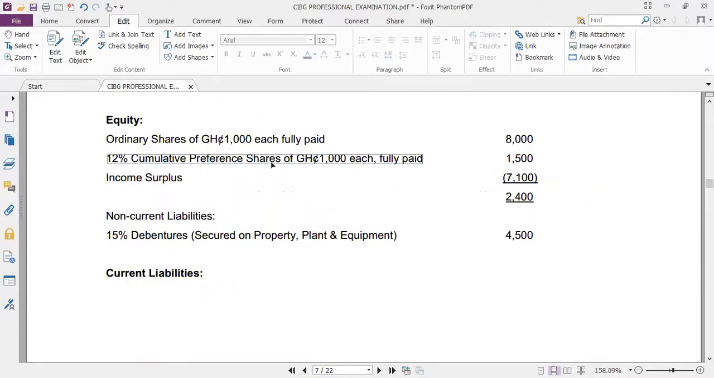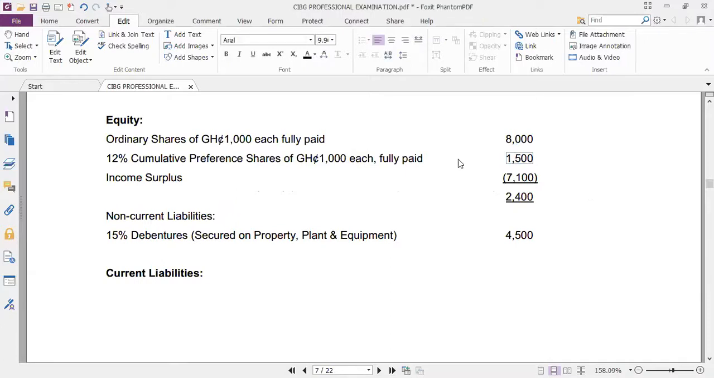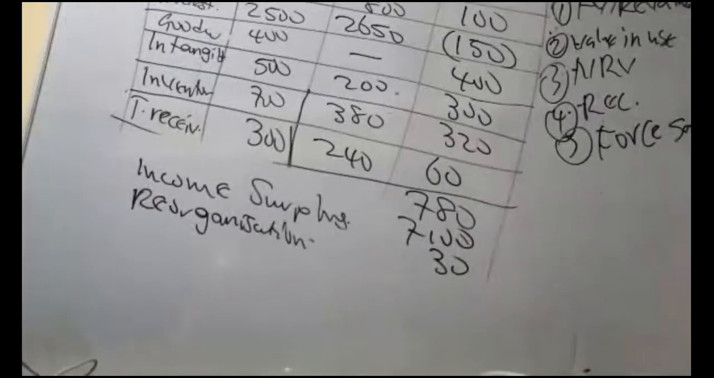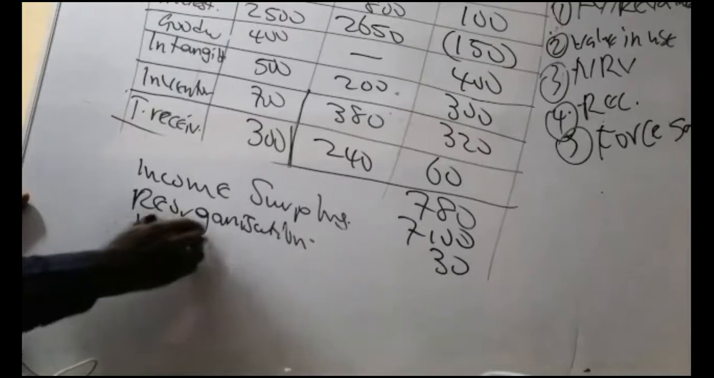12% cumulative preference shares. All you have to do is calculate 1 year dividend, which is the 12% on the 1,500. That's for 1 year. How many years are they owing? 3 years. So what do you do? You multiply it by 3, then you are done. So you call it preference dividend in arrears.